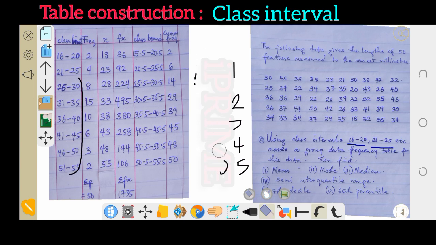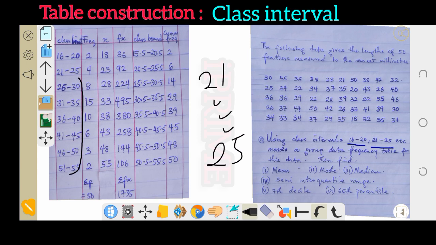That means they are counting in 5. After the first number, you count 4 other numbers to make it 5 numbers. The next one was 21, 22, 23, 24, then 25. That is 5 numbers. The next one will also follow, you can use this method.